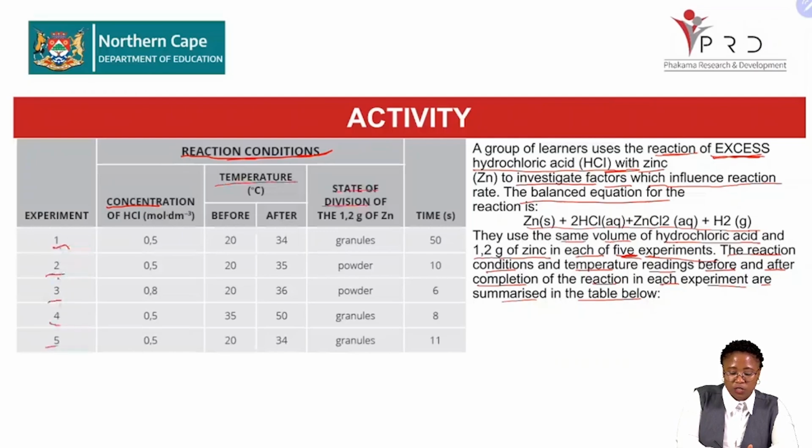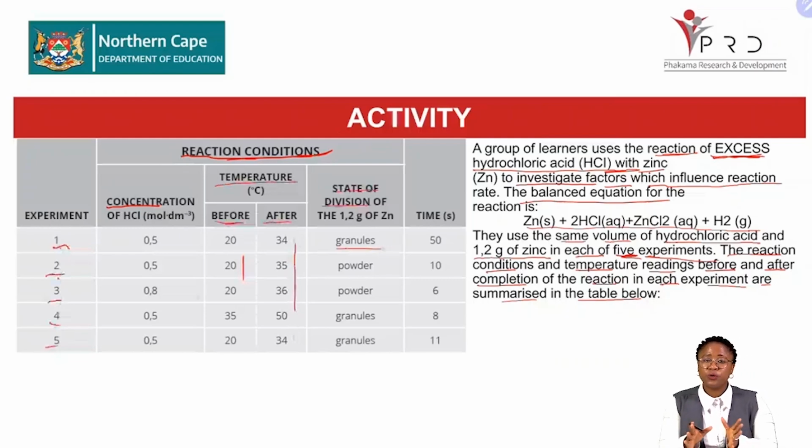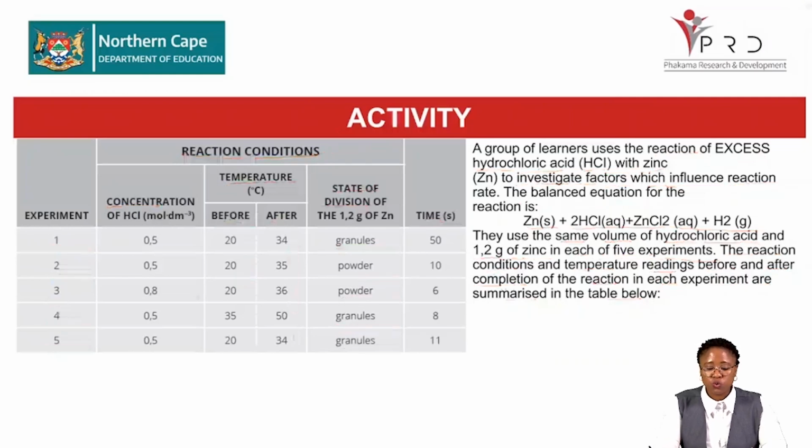And I have the different experiments over there: experiment 1, 2, 3, 4, as well as 5. And then I have different concentrations. I have the temperature before and the temperature after. As you can see, the temperature before is less than the temperature after. And then over here, granules. I've spoken about granules, I've spoken about chunks, I've spoken about powder. You now know what is going on. And then over here, you have the time it took for the reaction to take place. Now, with that information in mind, we can quickly go to the questions.